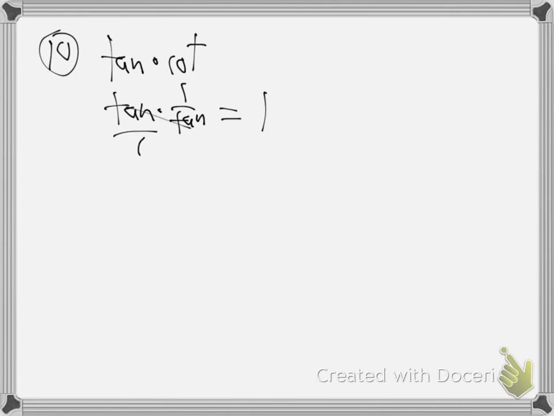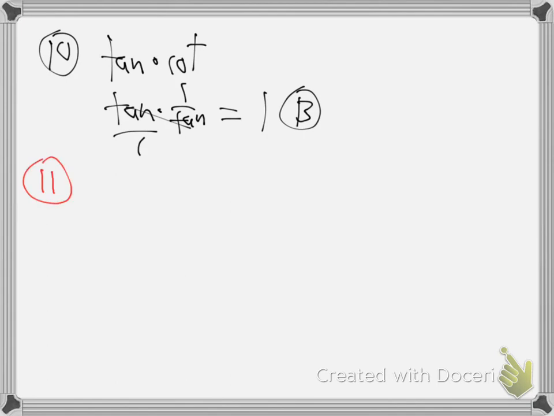10 is tangent times cotan. What's tangent times cotangent? 1. Right? Because cotan is 1 over tangent. So over 1 they cancel, it's 1. So that's answer B. Super easy one.